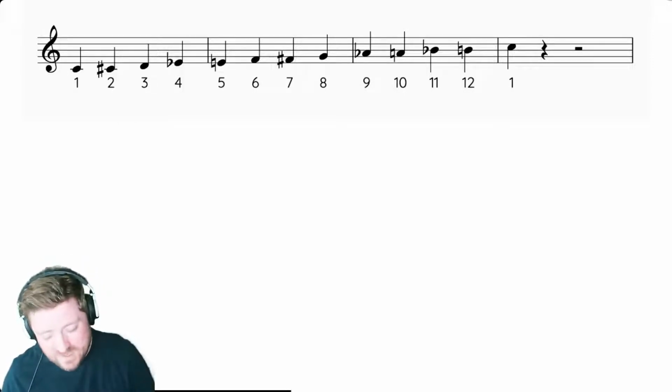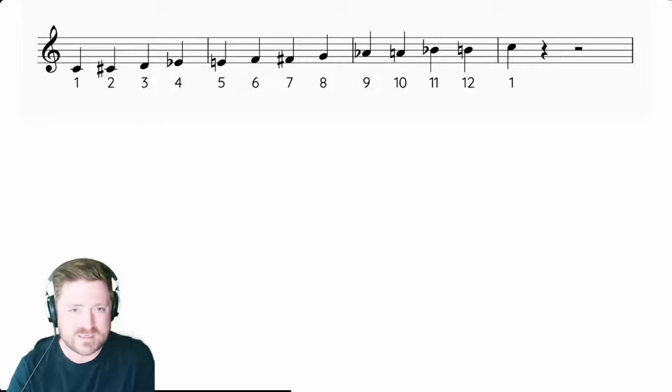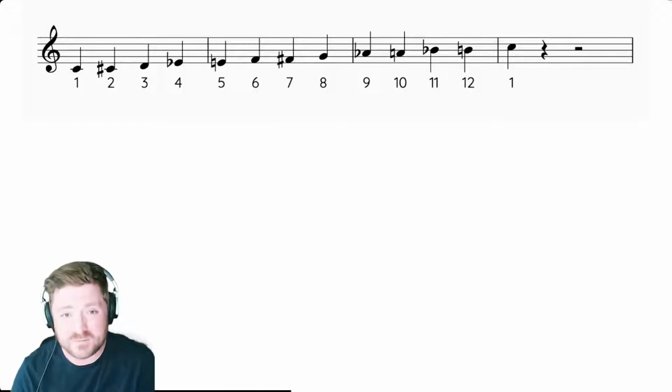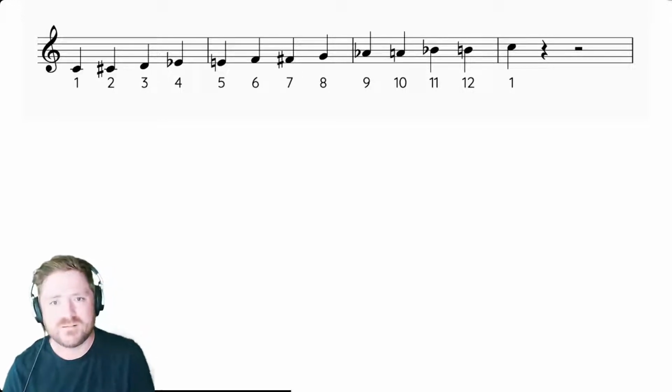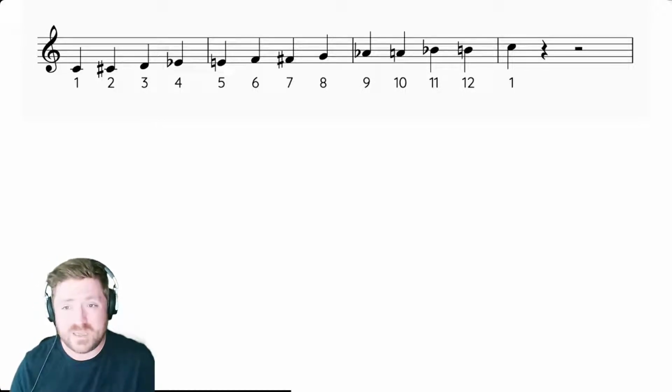But when it comes down to it, thanks to dear old Johann Sebastian Bach, we consider these to be the smallest intervals. So if we have a look at C here, we go up a semitone, C sharp, D, D sharp or E flat, depending on how you're spelling it, E, F, F sharp, G, G sharp or A flat, A, A sharp or B flat, B, and C.